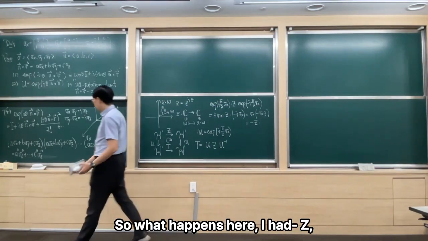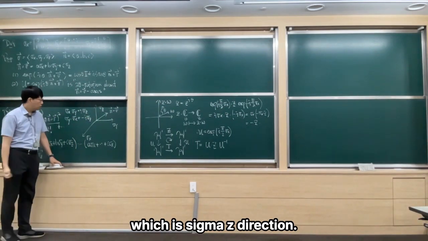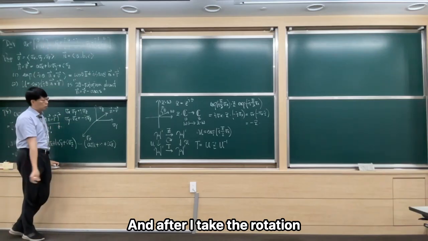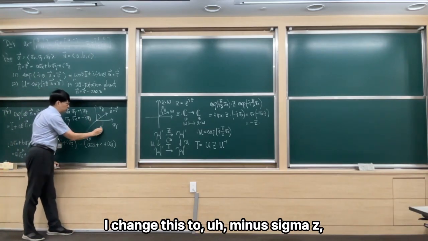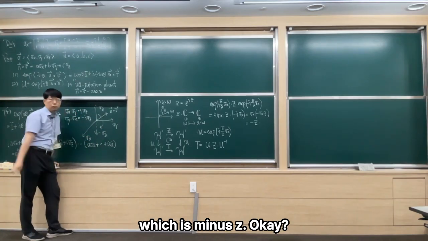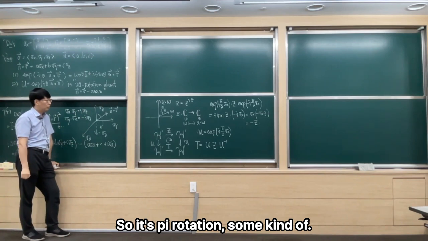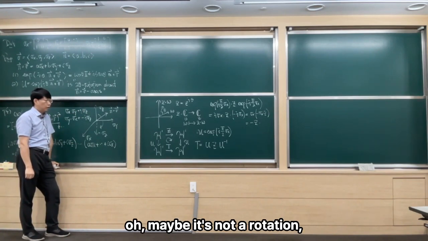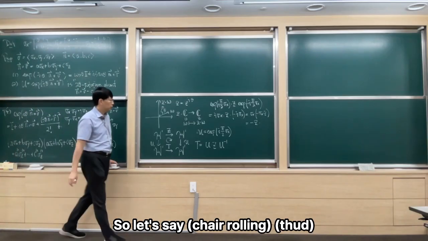So what happens here, I had Z, which is the sigma z direction, and after I take the rotation or unitary matrix of that form, I change this to minus sigma z, which is minus Z. Okay, so it's a pi rotation, some kind of. But you can say, oh, maybe it's not a rotation, maybe it's just a flip. So let's try another one.